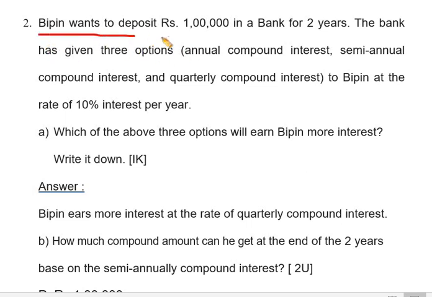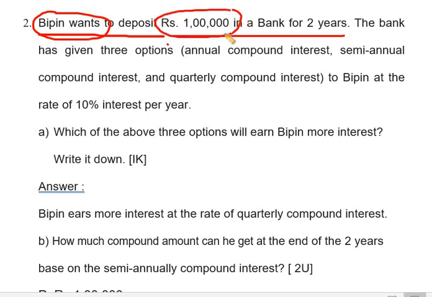Bipin wants to deposit rupees 1 lakh in a bank for 2 years. In place of Bipin, the question may ask about Gita, Sita, any institute, any person, any shopkeeper, any name of a person. In place of 1 lakh rupees there may be 2 lakhs, 3 lakhs, 4 lakhs, etc., and in place of 2 years, 3 years, 4 years, maybe like this.